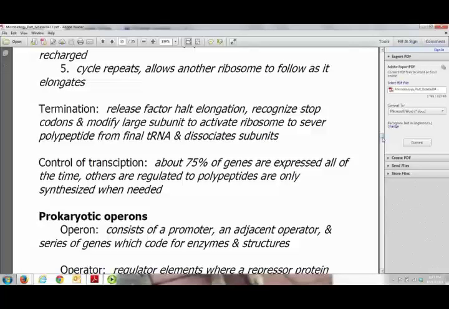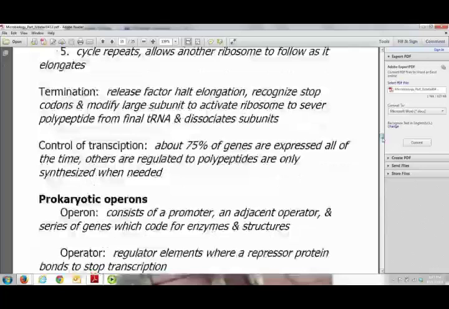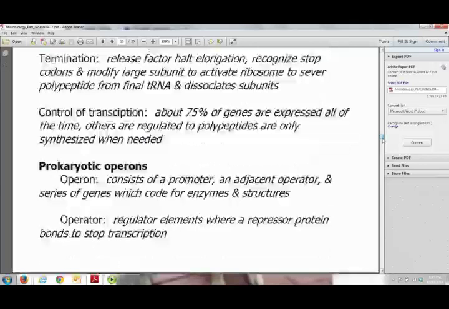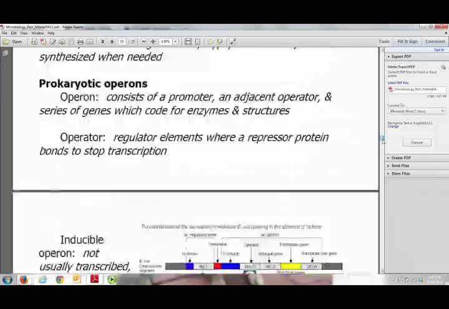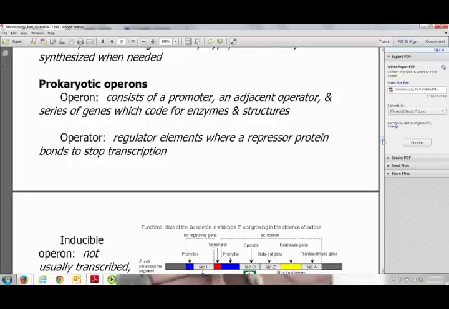So in controlling transcription, about 75% of genes are expressed all of the time. Others are regulated so that the polypeptides are only synthesized when needed. So the operon is a way of regulating genes in prokaryotes. An operon consists of a promoter, an adjacent operator, and a series of genes which are going to code for specific enzymes or structures. The operator is the regulator element where a repressor protein can bond to it to stop transcription.